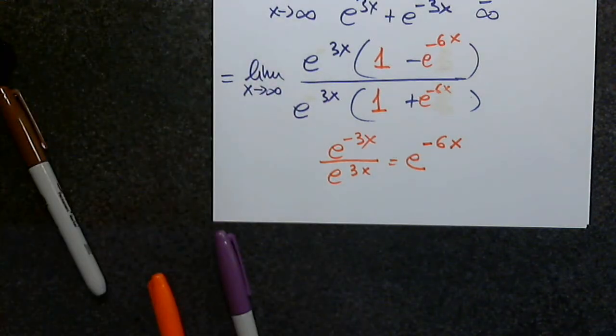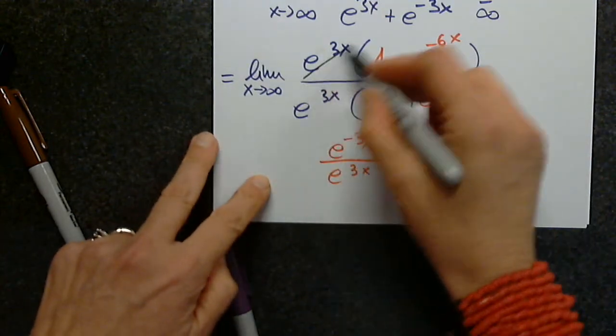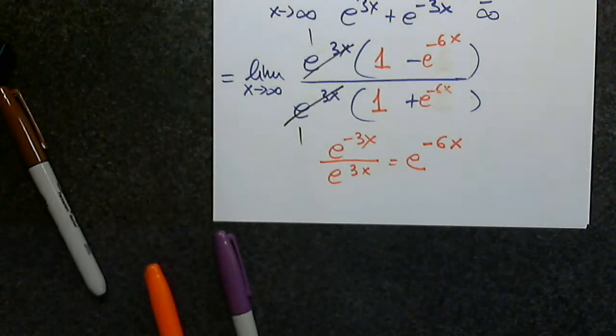And of course, you know what I'm going to do next. Simplify e to 3x, that was the whole purpose.